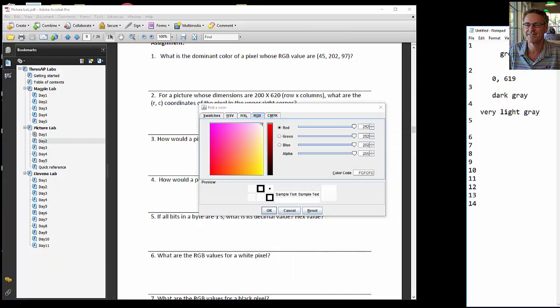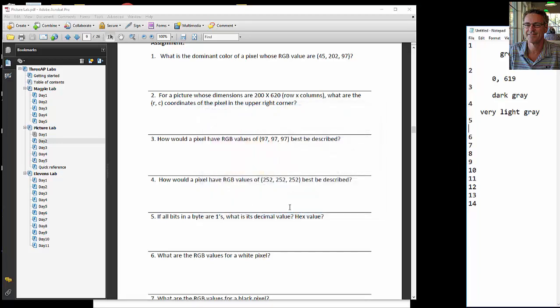Number 5. If all bits in a byte are 1, what decimal value is that? So a single binary digit is a 1. If you have 8 of them, it looks like that. And that would be base 2. That's a byte. So that would be 255 in decimal. And be ready to convert that to hex. And that would be FF in hex.